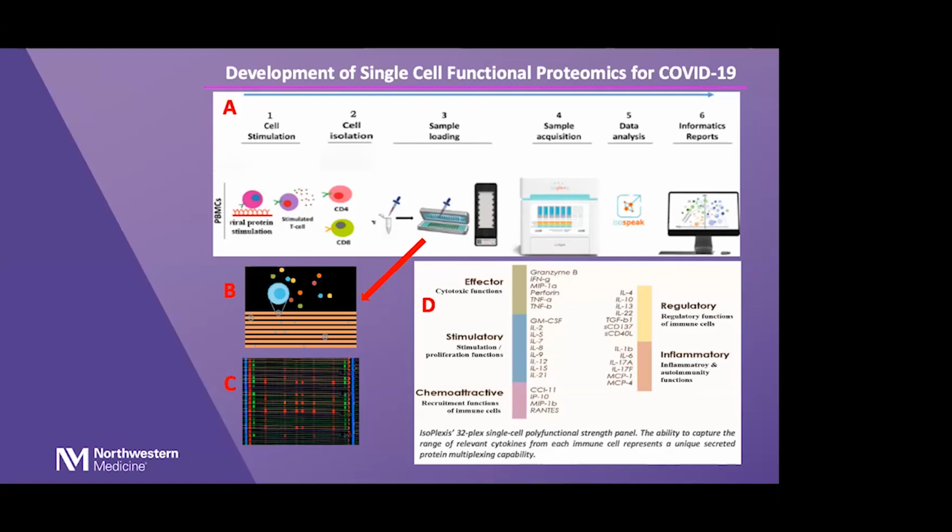Now, coming to panel D, depending on the data or the presence of different cytokines, whether effector, stimulatory, chemoattractive, regulatory, or inflammatory, we can characterize the patient or the person and the person's potential response. So this is a powerful technology. Next slide, please.